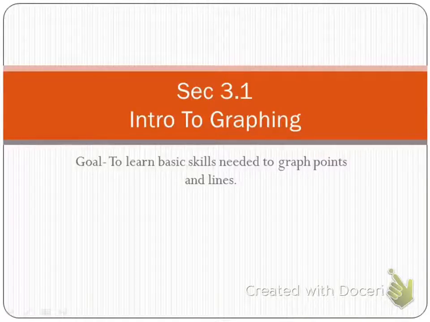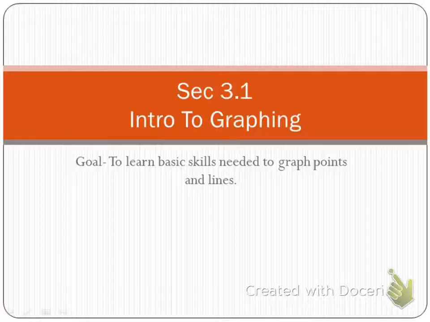All right, so today we are starting Chapter 3. Chapter 3 is all about graphing, so today we're just going to do a very broad introduction on graphing. Our goal is to learn the basic skills needed to graph points and lines.